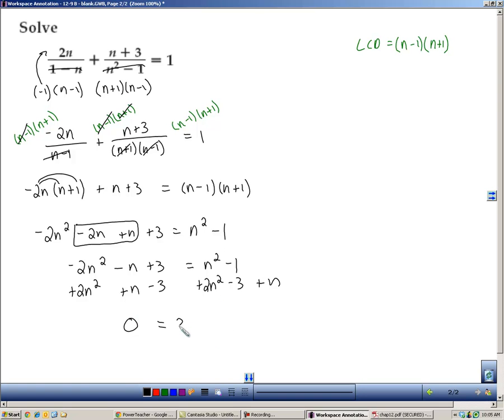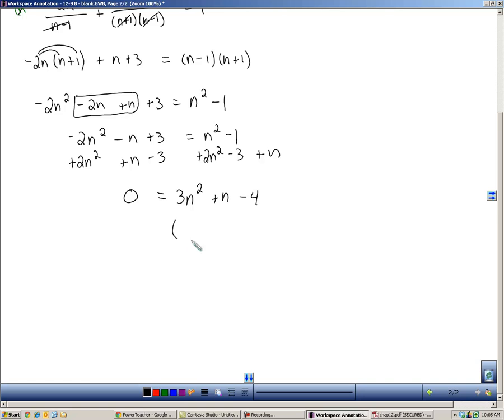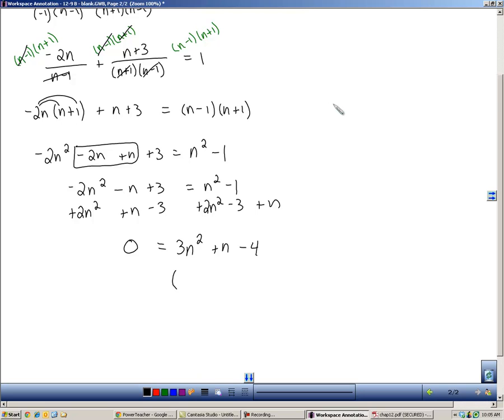And let's see what we get. We get 3n squared. Then I'm going to put the n in the middle because we like to do things in descending order. And then we get minus 4. So there's my trinomial that I'm going to use. I'm going to factor that using a diamond. I'm actually going to go over here and do that. 2 factors of negative 12, because 3 times negative 4, remember, you multiply, that add to be 1. Those 2 factors are going to be positive 4 and negative 3.